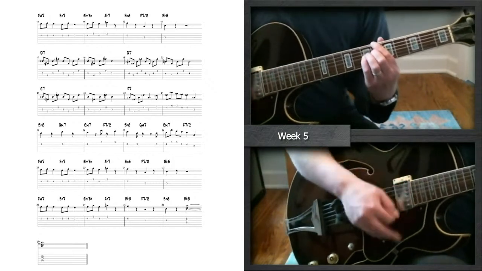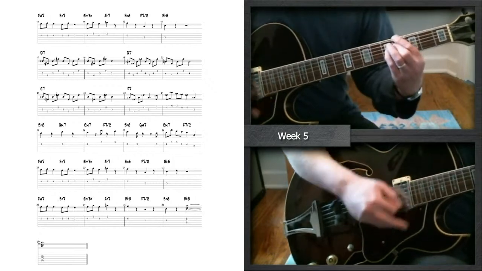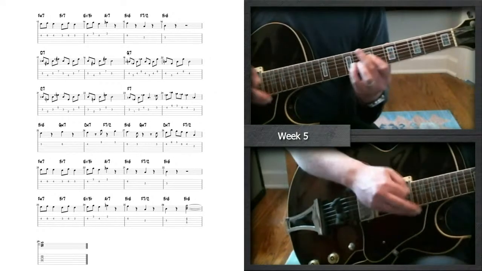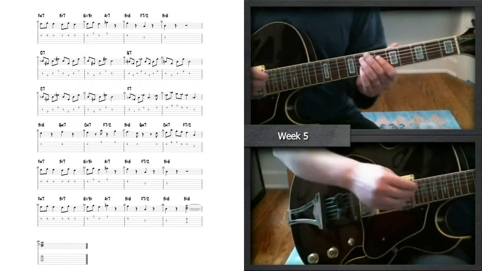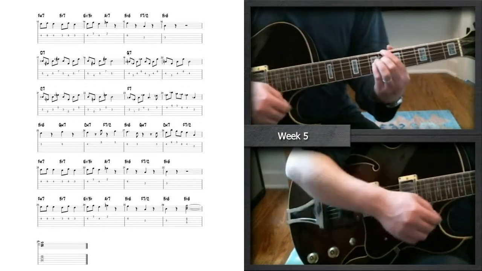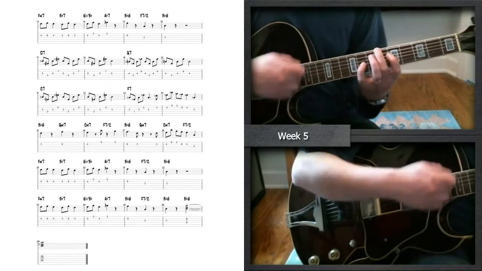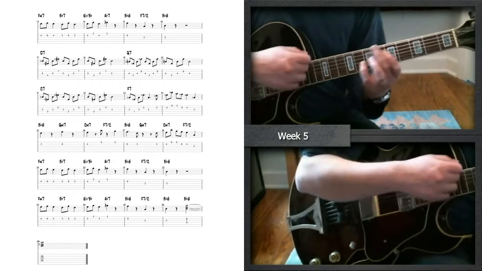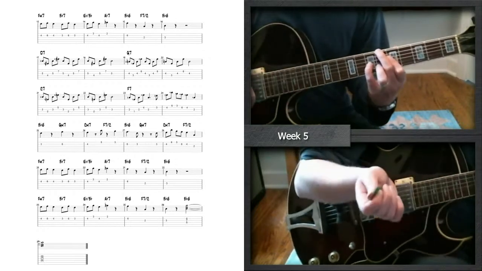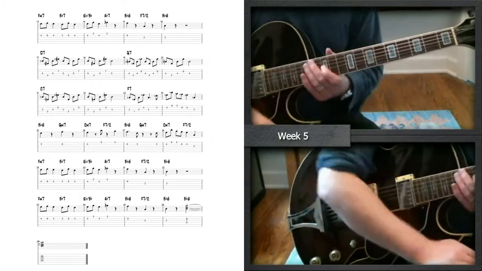F minor, B flat, E flat, A flat, B flat, F, and then it's over, and then we just tag that at the end. We have F minor, B flat, E flat, A flat, B flat, F, and that ends our tune, right? So those are all the chords that we're going to learn.